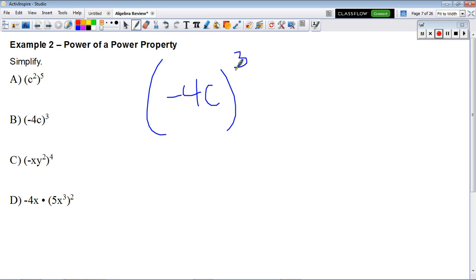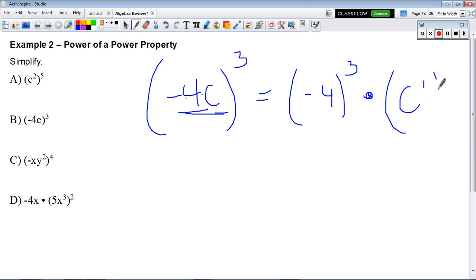Just keep in mind that the difference between B and A is this whole number in front of the variable piece. So I'm going to break each of these apart into two separate pieces. First I'm going to say negative 4 cubed times, because remember in between the negative 4 and the c is a multiplication sign, c to the first cubed. Negative 4 cubed, I can do that in my head or in the calculator, is negative 64.